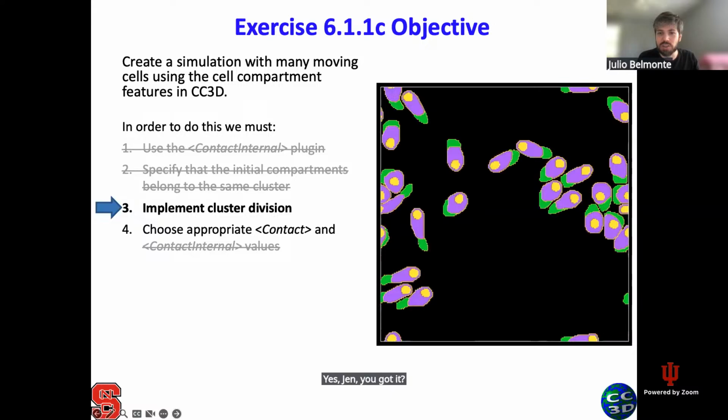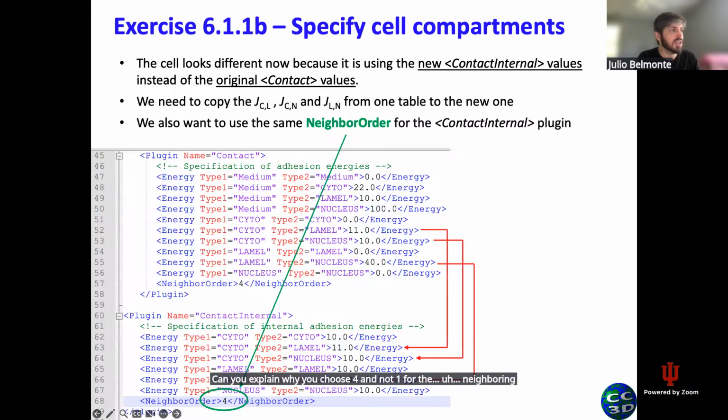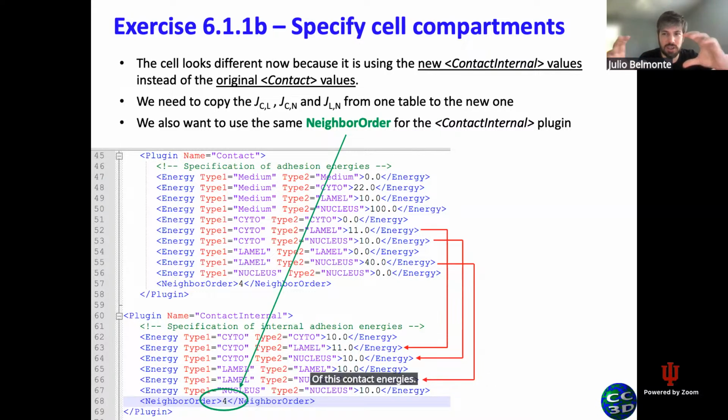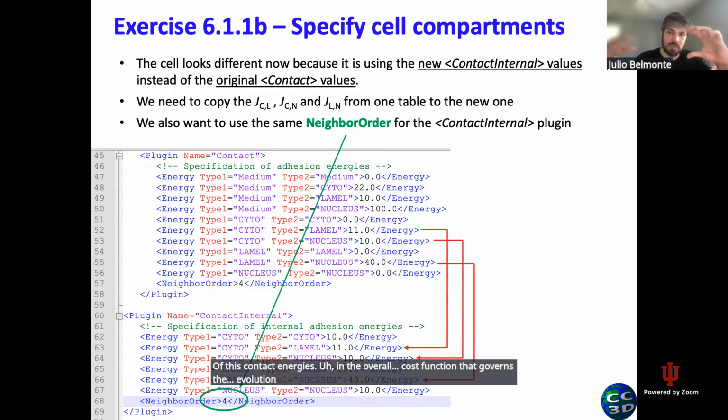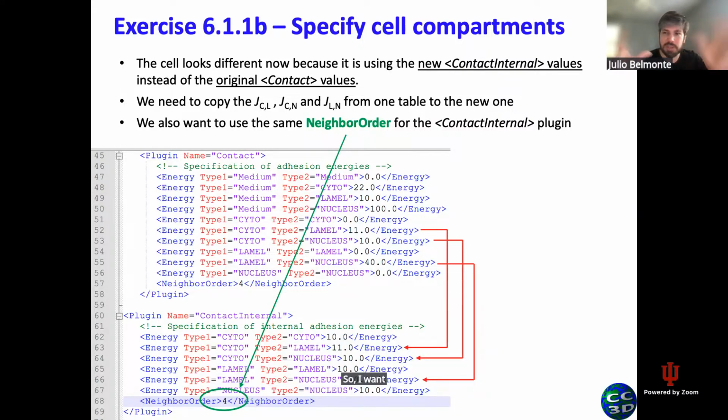Can you explain why you chose 4 and not 1 for the neighboring order? Because this neighboring order sets the weight of these contact energies in the overall cost function that governs the evolution of our model. So I want them to be the same as the contact external, so it'll be easier to compare and reason through, okay? So it's just going to be easier if you use the same.